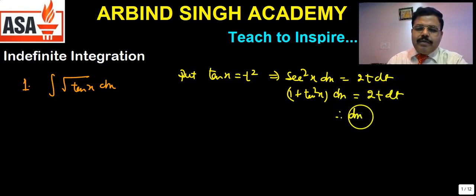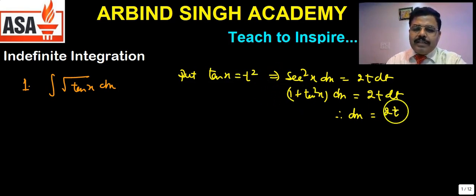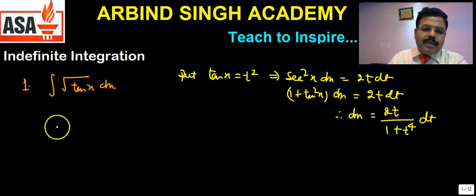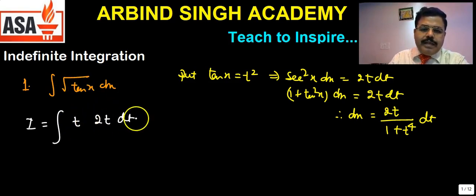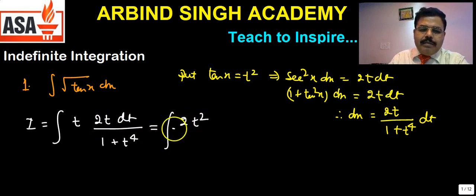So dx is equal to 2t upon 1 plus tan square x, and tan x is equal to t square, so tan square x would be t to the power 4, so dx is 2t upon 1 plus t to the power 4 dt. Now the integration I is, since root tan x is t, integral of t times 2t dt upon 1 plus t to the power 4, that is 2t square divided by t to the power 4 plus 1 dt.